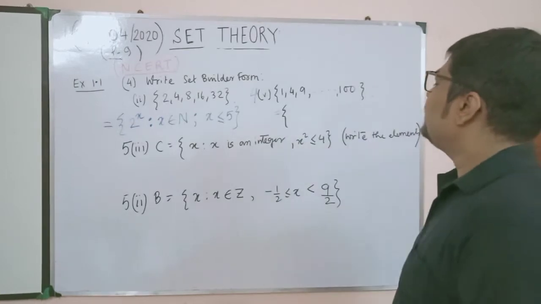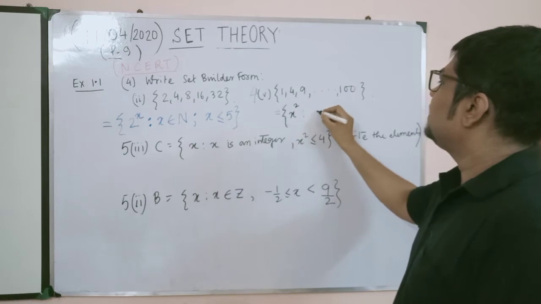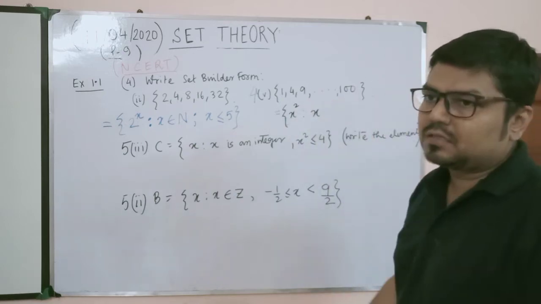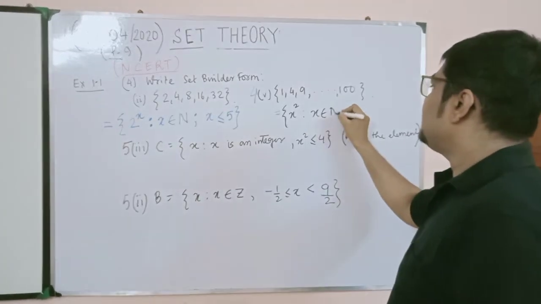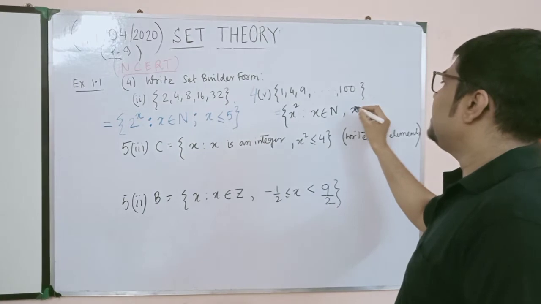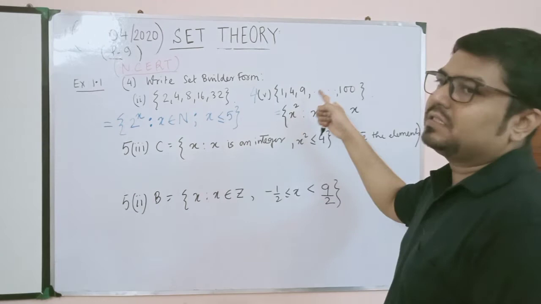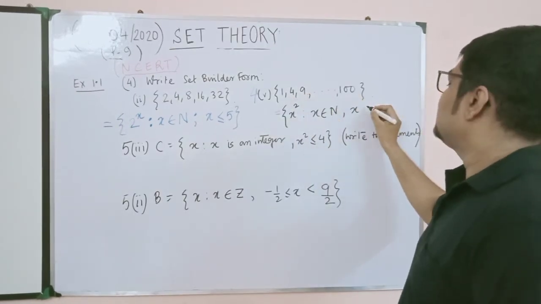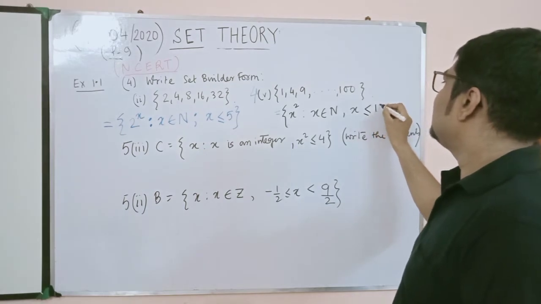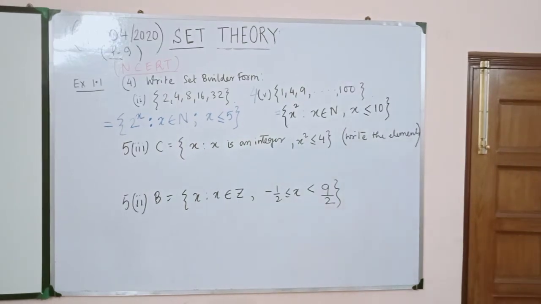So what we do, we take x square such that x is an integer. If integer 0 is also there, so better we write n. And n stops at 10, because it's 9, 16, 25, that means it's 1 square, 2 square, 3 square up to 10 square. So we stop here, n less than or equal to 10. So this is the answer for 4 part 5.